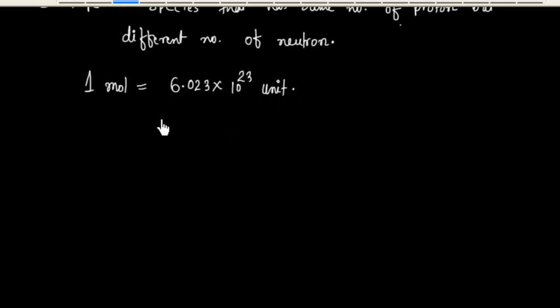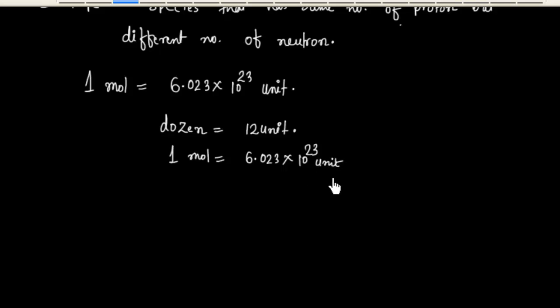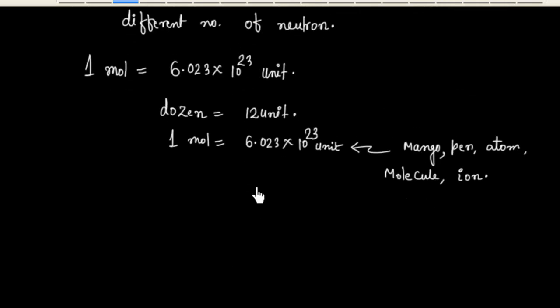It's like a dozen: when I say dozen, this means it has 12 units. Similarly, when I say 1 mole, this means 6.023 into 10 to the power 23. The unit can be anything. You can have a mango, a banana, a pen, an atom, a molecule, or an ion. So anything is possible. Now 1 mole is a special kind of unit.